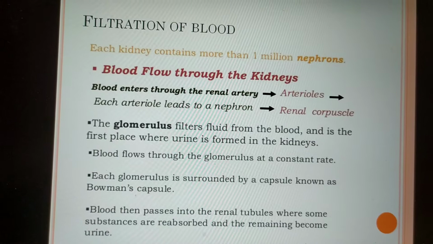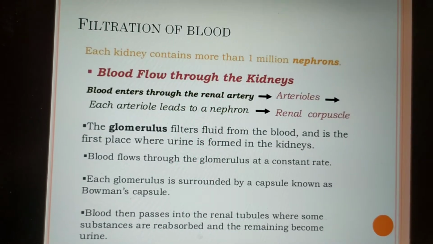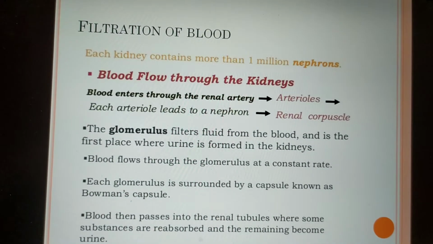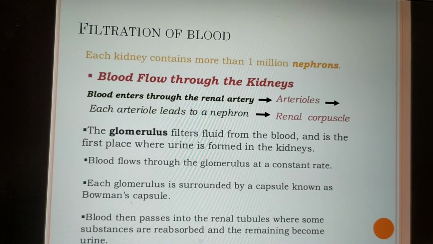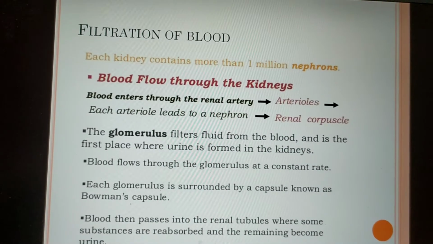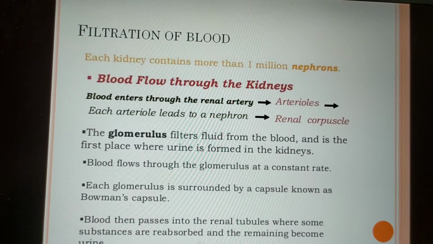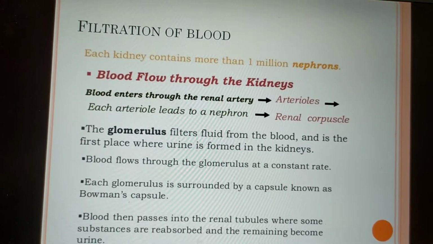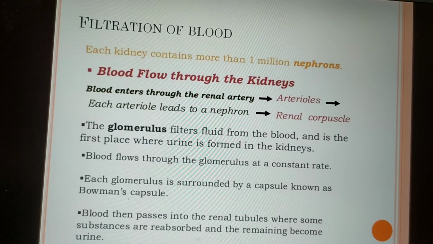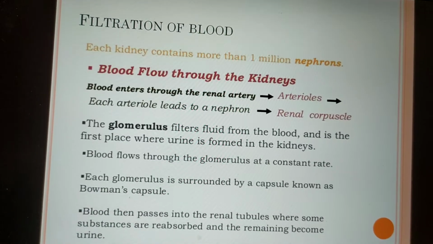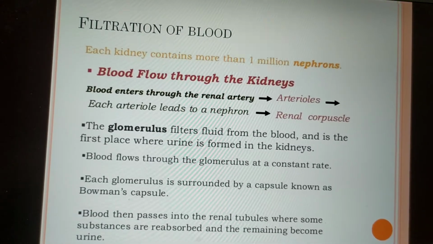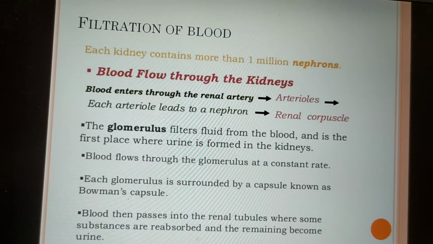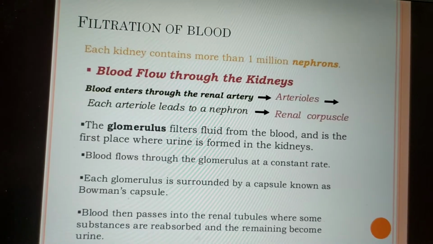So how does blood flow through the kidney? Blood enters through renal arteries which go to the arterioles. Each arteriole leads to a nephron where the blood goes to the renal corpuscle. The glomerulus filters fluid from the blood and is the first place where urine is formed in the kidney. Blood flows through the glomerulus at a constant rate. Each glomerulus is surrounded by a capsule known as Bowman's capsule.